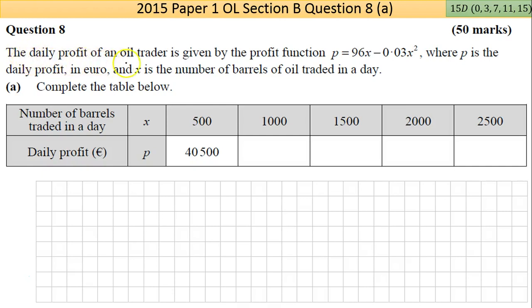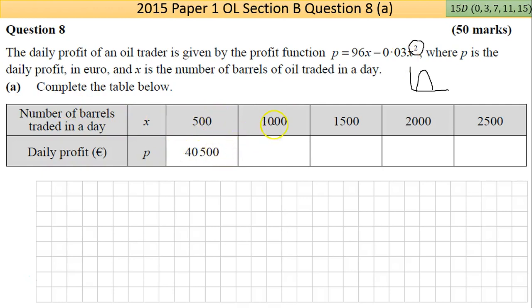So the daily profit of an oil trader is given by the profit function P equals 96 times X minus 0.03 times X squared. You could call that Y equals X, but just to call it P for profit. And X is the number of barrels of oil traded every day. Now, it says a square on the X, so I know it's quadratic. It's a negative X squared, so I know that it would look like that if I had to graph it. Okay. So, first, if you put 500 into the function, you're going to get 40,500.